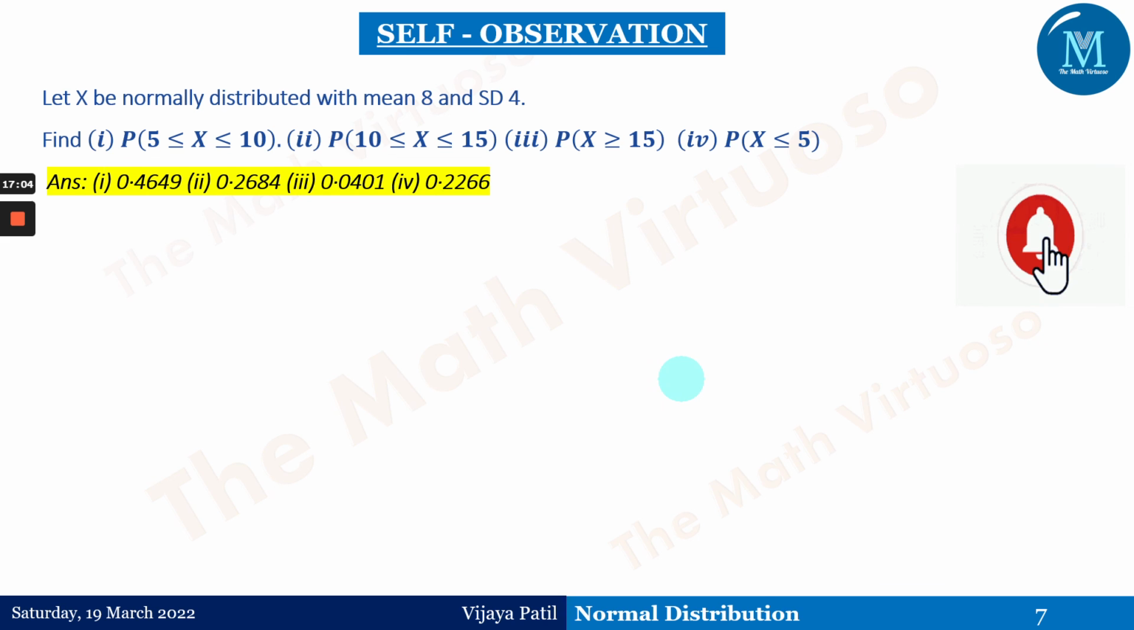We will have different types of questions in part 2, and this is a self-observation slide wherein I have given one question with options 1, 2, 3, 4. Whatever questions we have solved so far, you can just try to solve these examples. If you are not getting it, please write to me in the comment section. I will definitely give you the solution in other sessions.